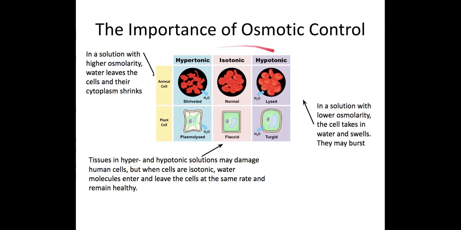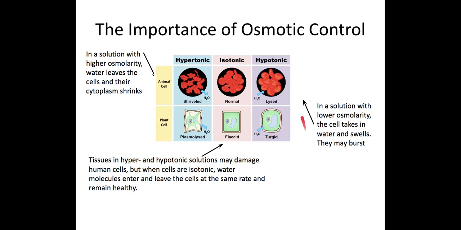So moving on to the importance of osmotic control. In a solution with higher osmolarity, water will rapidly leave the cell and the cytoplasm will shrink, leaving the cell in a shriveled state, or a plasmolyzed state if it's a plant cell. However, in an isotonic solution, water molecules will enter and leave the cell at the same rate, and the cell will remain healthy and in a normal state if it's an animal cell, or a flaccid state if it's a plant cell.